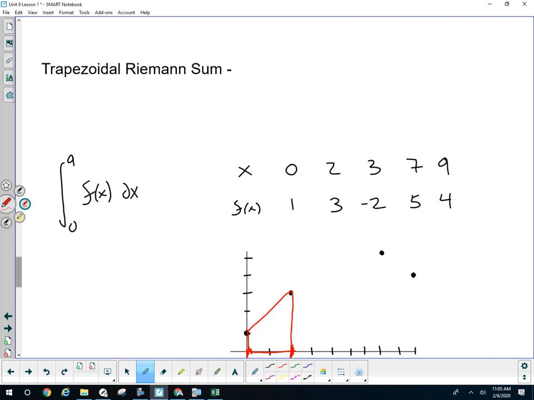Here, from here to here, here, here. There's another trapezoid. Those are the easiest ones to kind of visualize and see.